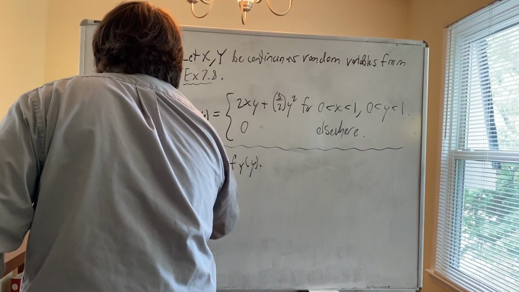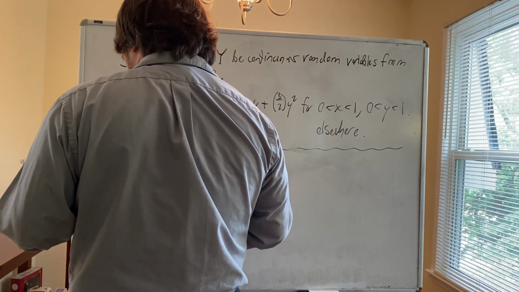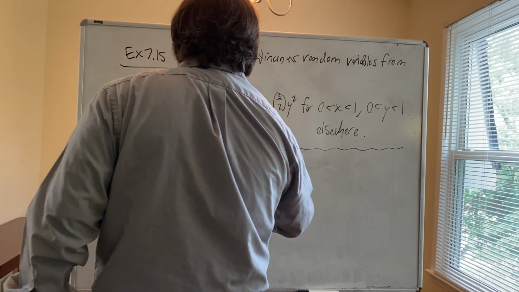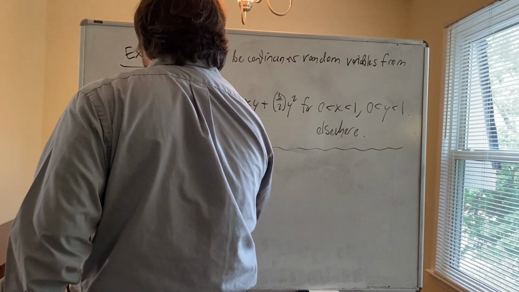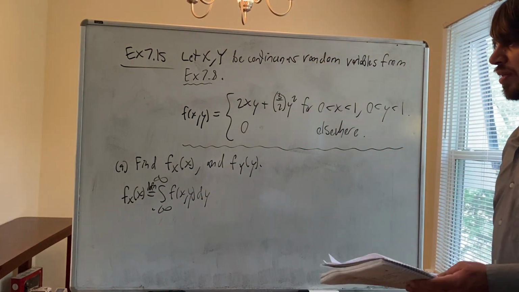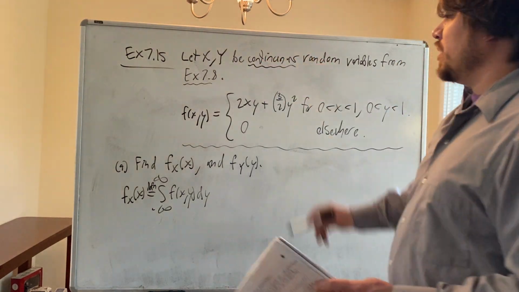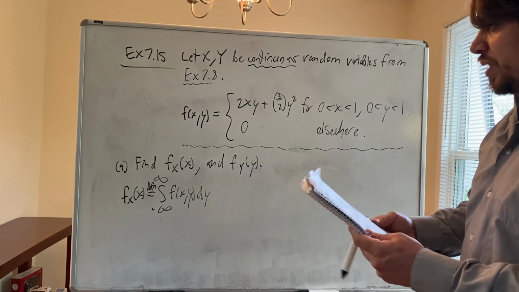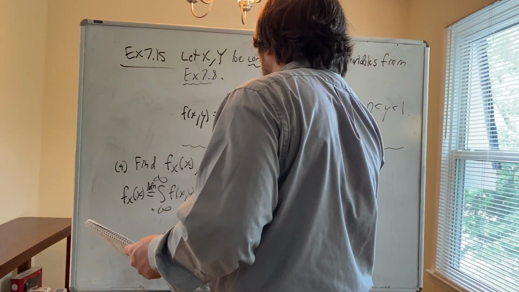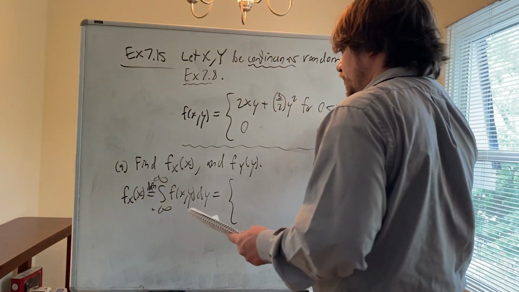F sub capital X of x is equal to the integral from negative infinity to infinity of f of x comma y dy. That's by the definition. Again, the definition of the marginal probability density function for any variable x. Okay, x is continuous. So we're using the definition for continuous random variable x. Okay, and so we're going to integrate, but now this is for x.